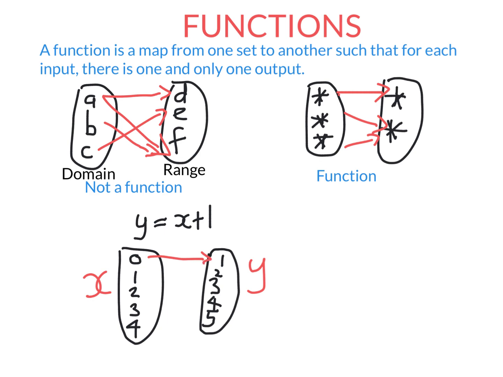0 from x gets mapped to y equals 1 because 0 plus 1 is 1. If x is 1, y is 1 plus 1, which is 2. So 1 gets mapped to 2, 2 gets mapped to 3, and so on. y equals x plus 1 is a function because there is never an example of an input that's mapped to multiple outputs. In other words, if you substitute x for a number, there will only be one answer for y. You can't get two possible answers.